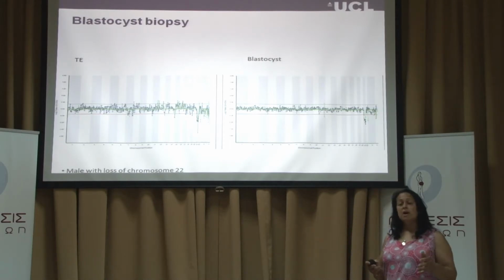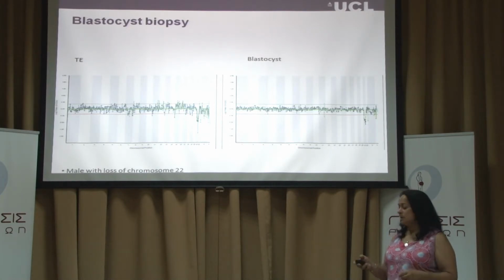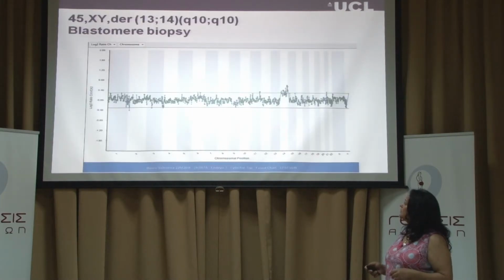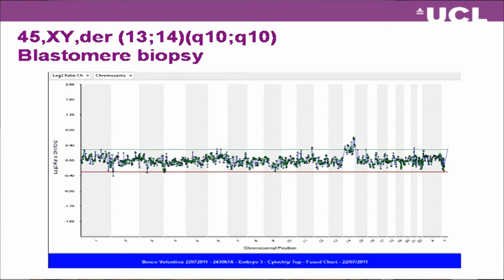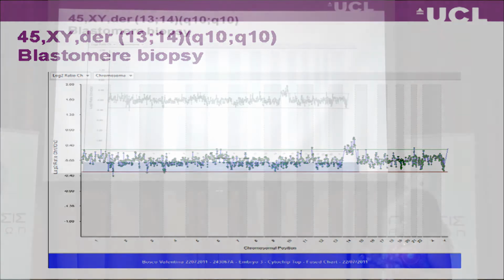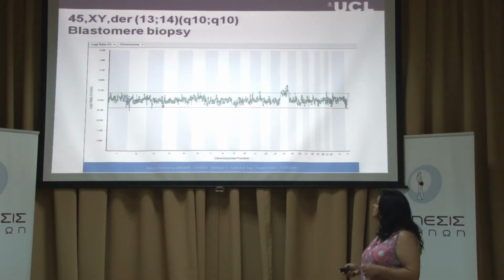So blastocyst biopsy and using these arrays is a really neat technique now for doing PGD and PGS and looking at all these chromosomes. We can also use it for the translocations. This one's a 13-14 translocation and is showing an abnormality there in chromosome 14.